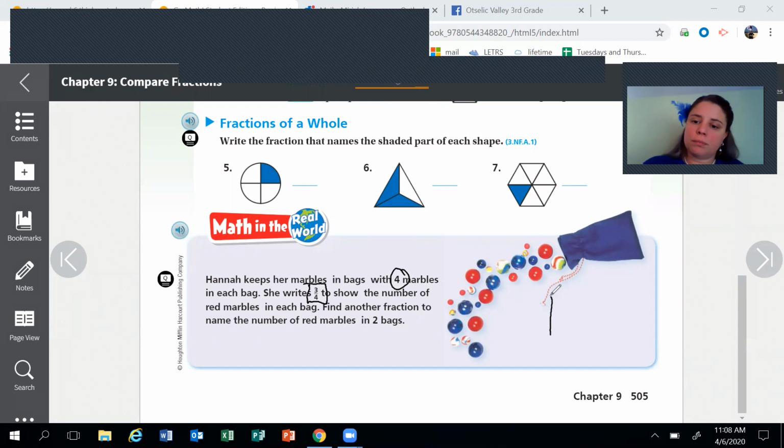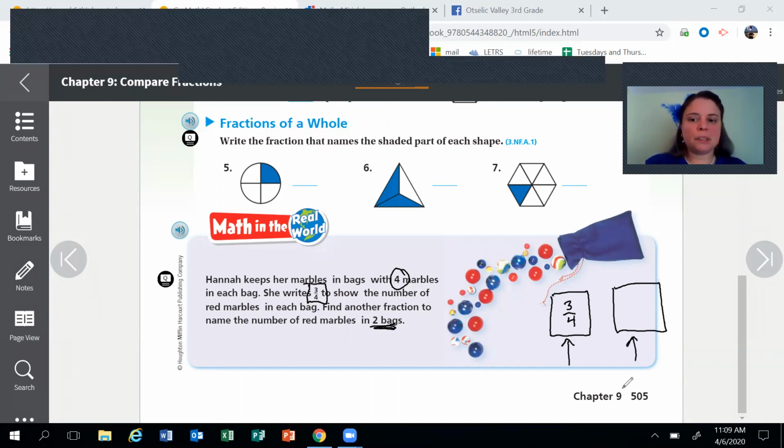All right, so we have 2 bags, right? It wants us to find that. And we know in 1 bag, she has 3/4, or what color? Red, right? So if 1 bag is 3/4 red, the other bag's going to be what? 3/4 red. How many fourths do we have altogether?